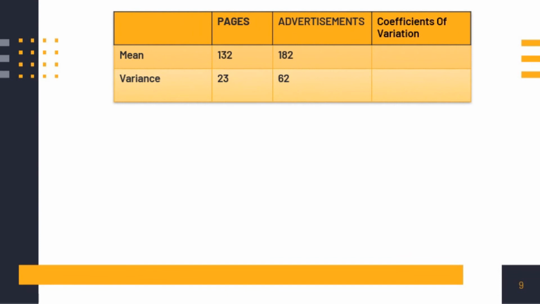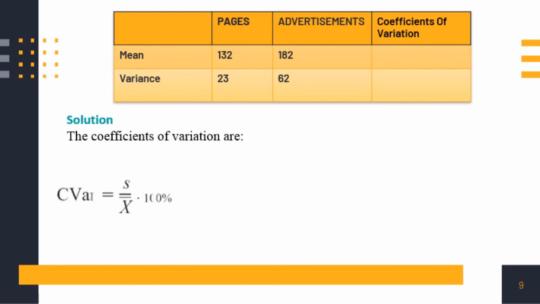This is the table of the sample. The mean of the pages is 133 and the variance is 23. In advertisement, the mean is 182 and the variance is 62. Solution. The coefficients of variation are: using again the formula, CVar is equal to standard deviation all over mean multiplied by 100%.